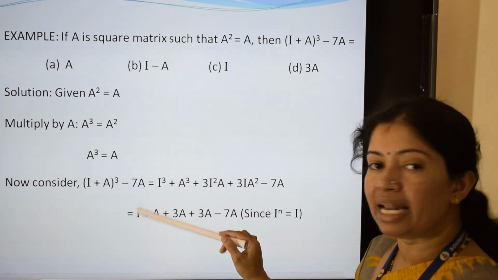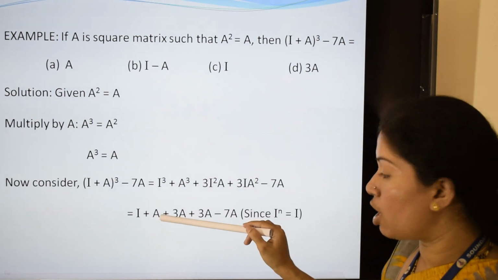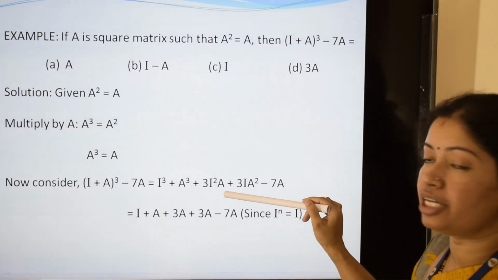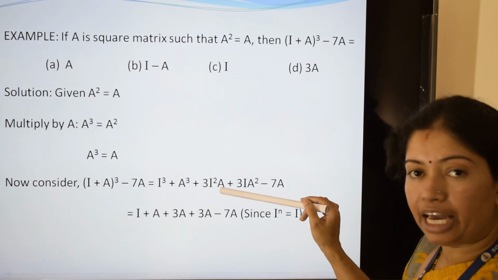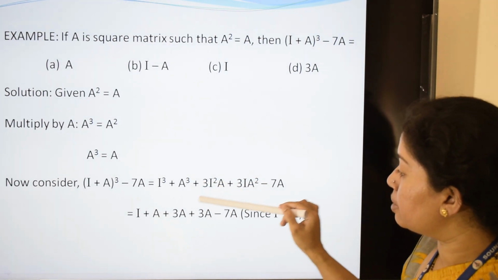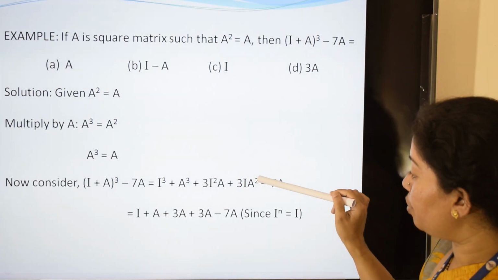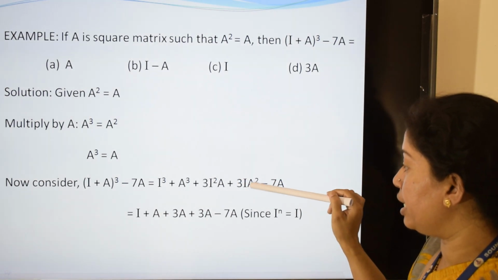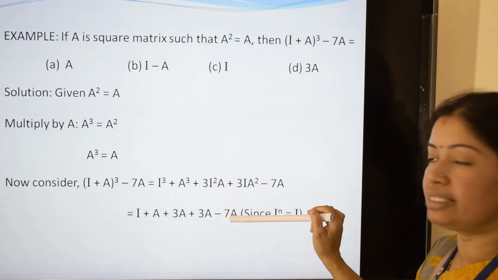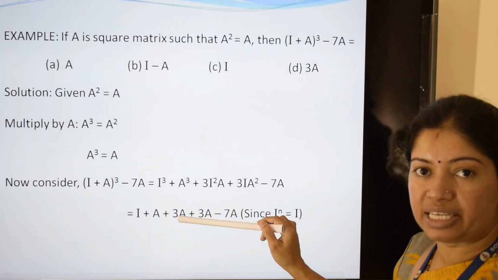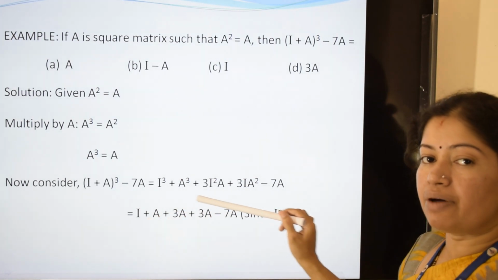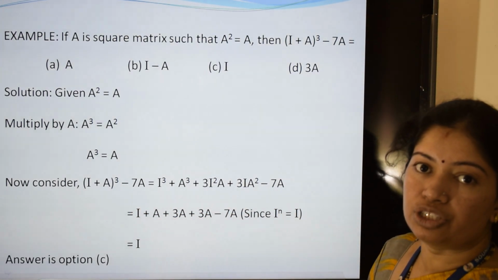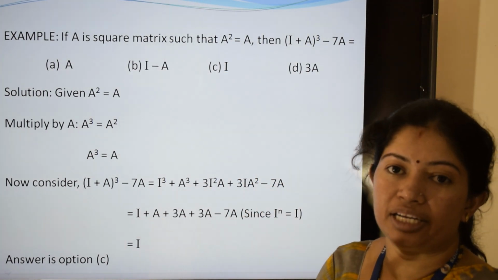So I cube will remain as I, A cube value we just got as A, plus 3, I square value is I, identity matrix into A will give you that matrix A only. So this expression will become 3A plus 3I into A square value is A, into identity matrix will give you A only. So this will become 3A minus 7A. Now 3A plus 3A, 6A, 6A plus A is 7A, 7A minus 7A will cancel and we will be left with the I. So which option is correct? Option C, which is identity matrix.